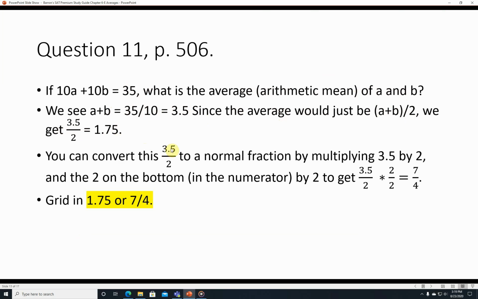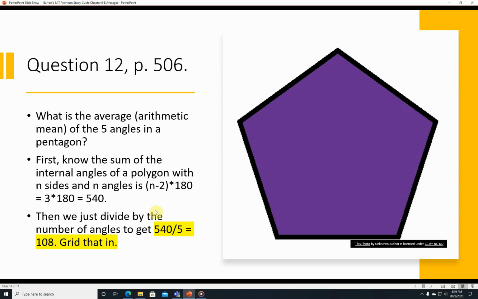Now you can take this 3.5 over 2 and either just grid it in as 1.75, or you can even convert it to a normal fraction that doesn't have a decimal in the numerator or the denominator by just multiplying it by 2 over 2. So you get 3.5 divided by 2 times 2 over 2, which gives you 7 over 4. So you can grid in 1.75 or 7 over 4.